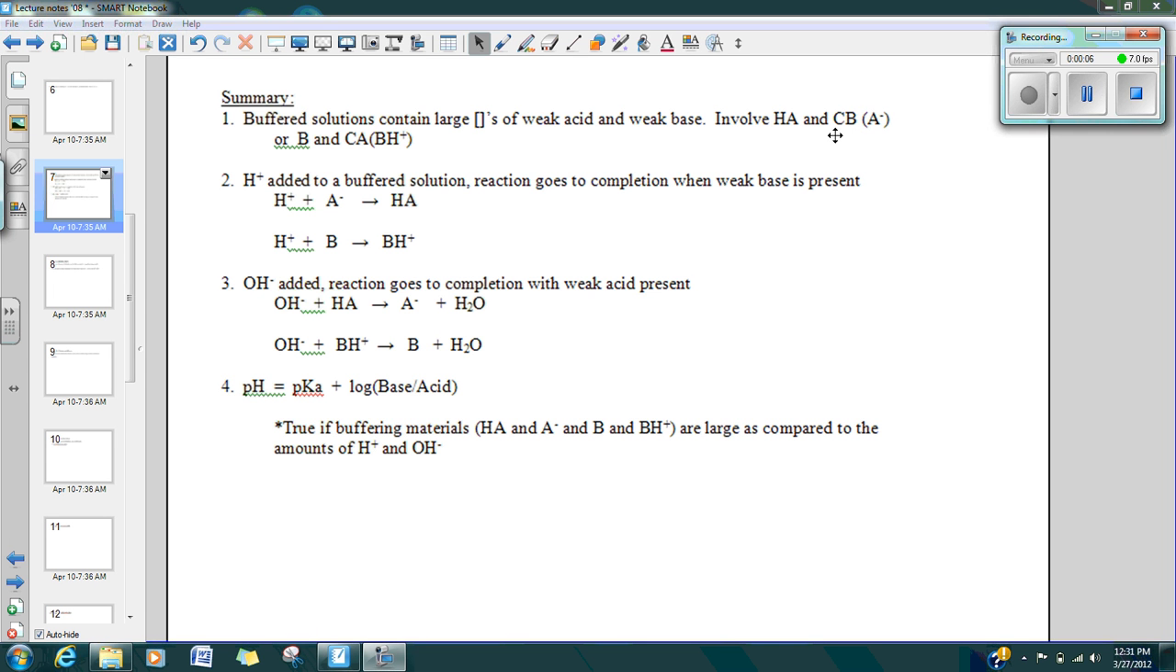We are on our second podcast here in Chapter 15, and we're going to do a little summary of buffered solutions from section 15.2, and we'll talk a little bit about 15.3 today.